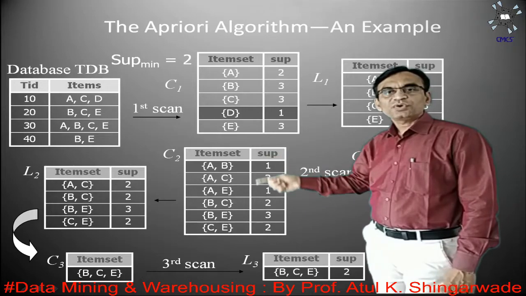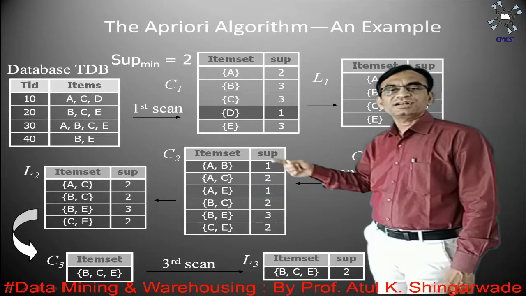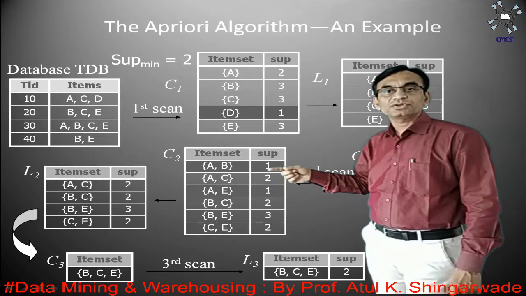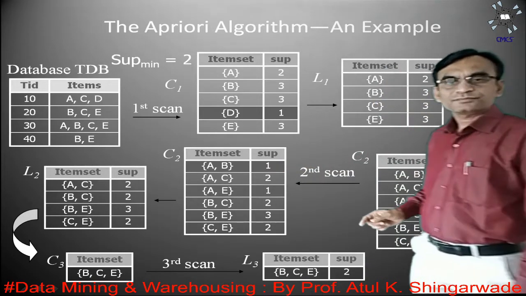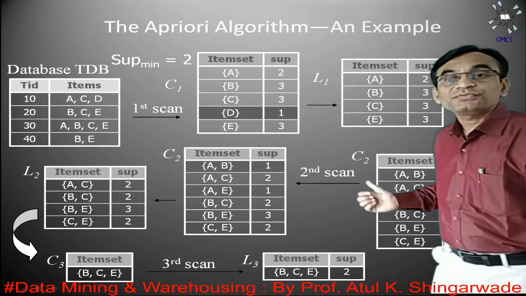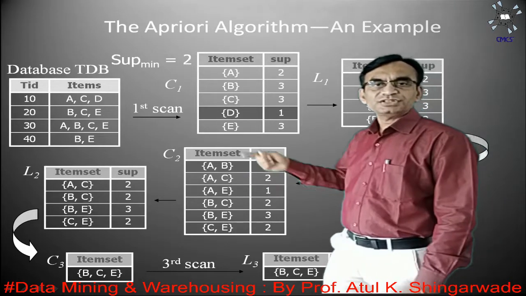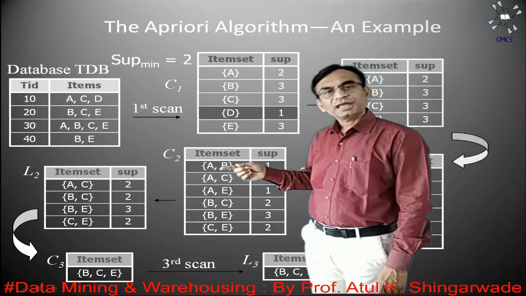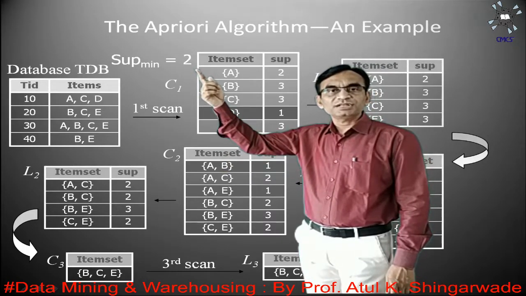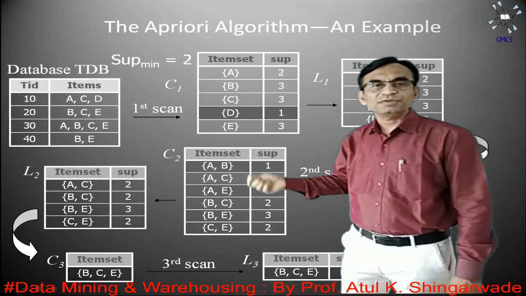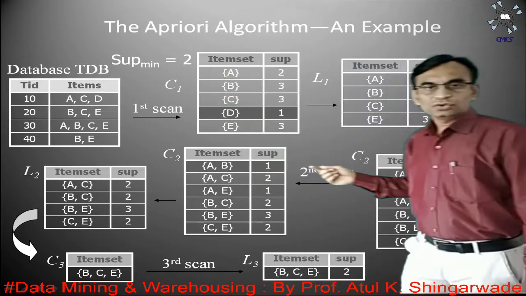Now this is a candidate 2, which is generated, also called C2, generated from this particular level 1, which is also called the one frequent data set. Now once this candidate is generated, again by making use of the minimum support criteria, which is given as 2, we will compare this with the minimum support criteria.